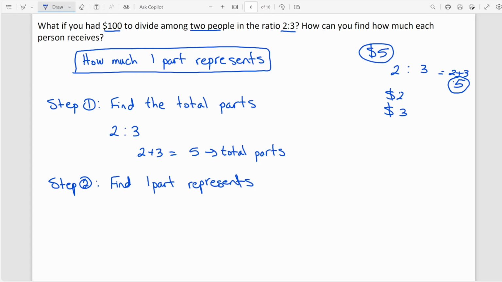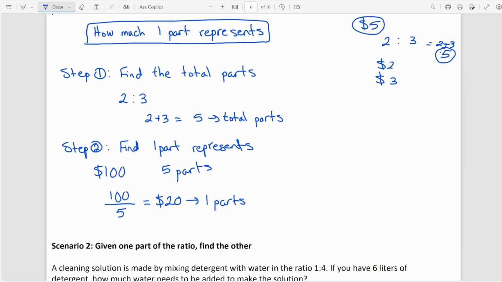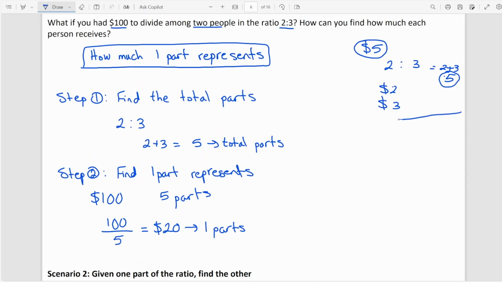Now, how will we do this? Well, I have $100 and I have 5 parts. So how much does each part represent? Well, we'll divide the 100 by 5 and it gives us $20, okay? So $20 is basically one part. So each part represents $20. The final step is to find how much each person receives, because now I know how much one part represents. Every part represents $20.